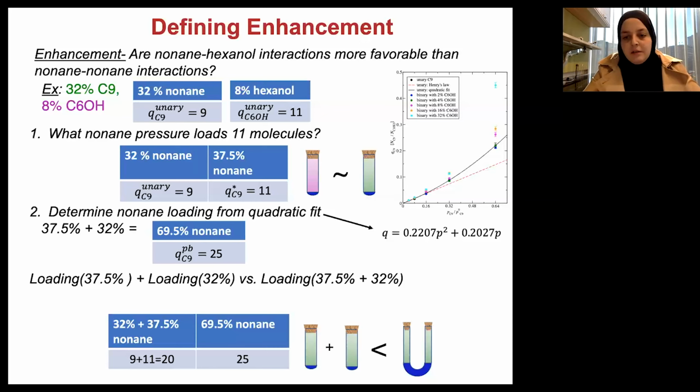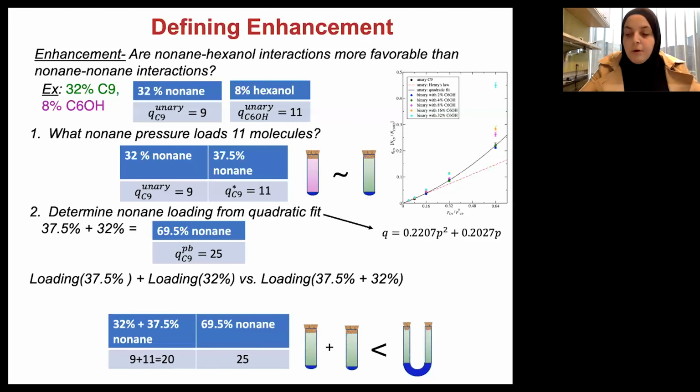So now we have 9 nonanes at 32, 11 nonanes at 37.5. So now we compare what occurs if we combine those partial pressures and we look at 69.5. Using quadratic fit, we see that there are 25 nonanes, while if we just added them separately, we would see that 9 plus 11 is 20. So now we know that if they're separate, that's 20, but if they're combined, right, if they're at 69.5% and they're in the presence of each other, then it's 25 nonanes that load.